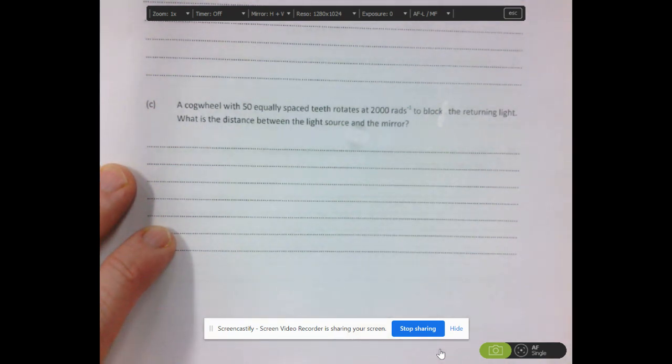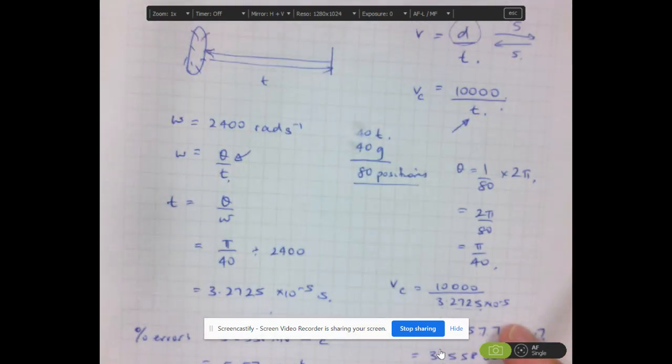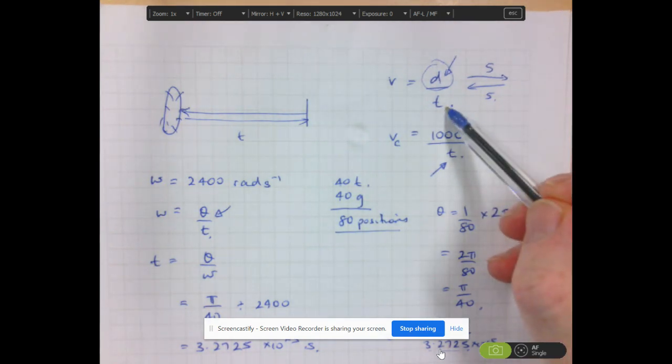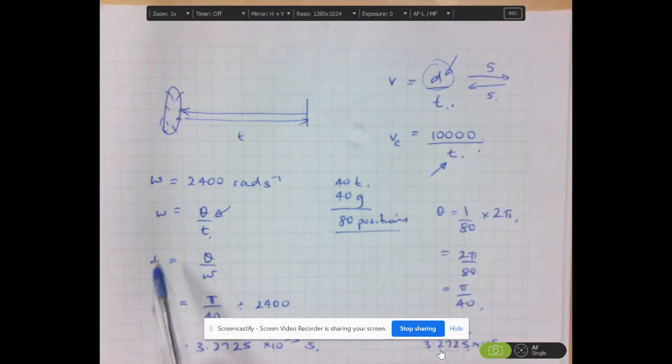Okay, so the light source. This is the solution to the last one. This time we're finding this value up here, the D. Okay, T is found from using omega and the theta values over here. So let's see how we do this.